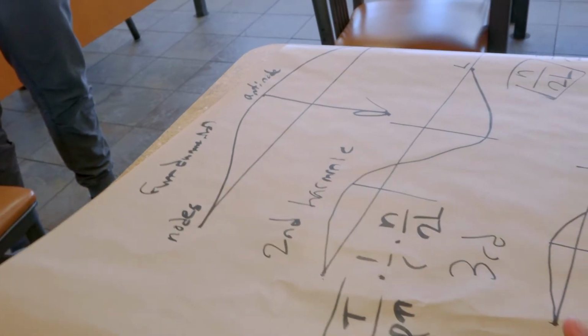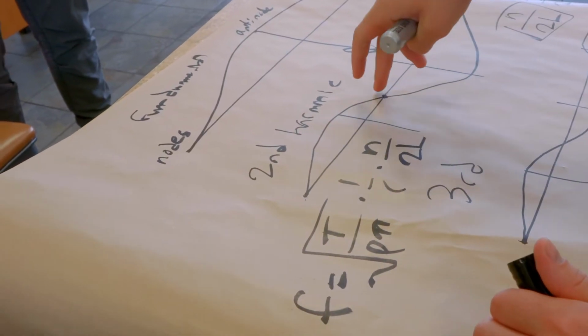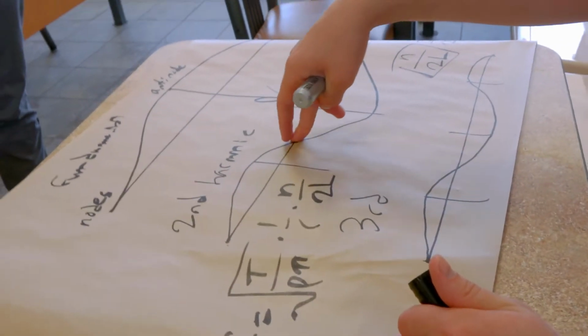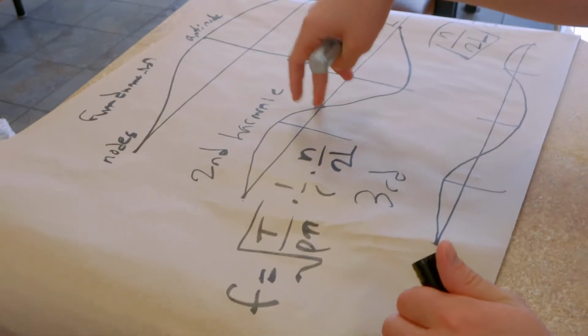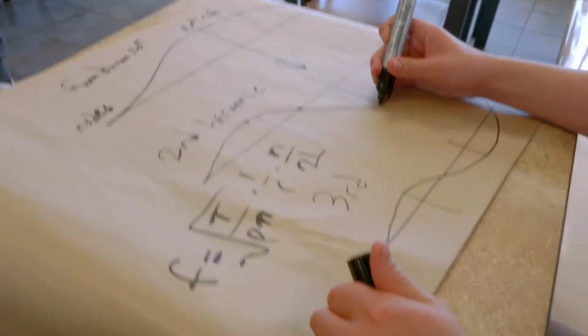On the second harmonic, you can see there's a node halfway through L. So if you placed your finger right here, you could force the guitar string to be playing the second harmonic, because your finger would stop the string from vibrating right there, and it would cause the antinodes to appear right here.